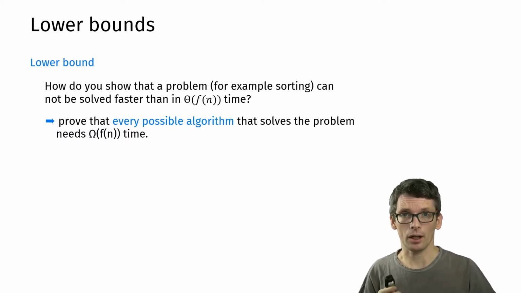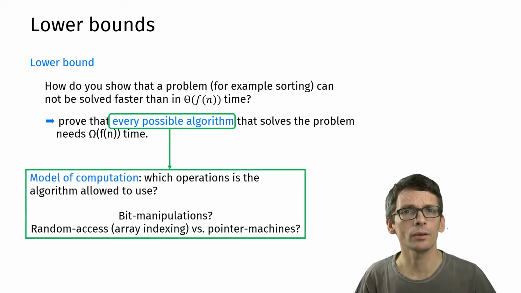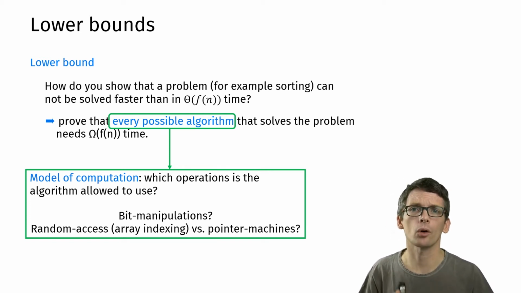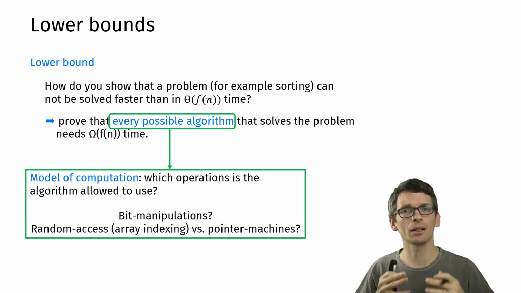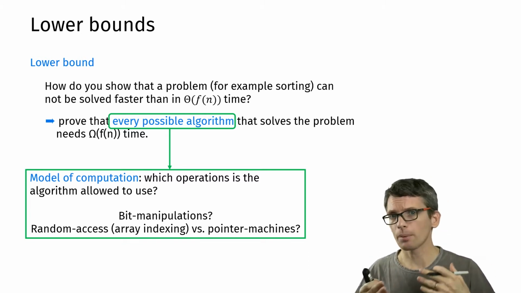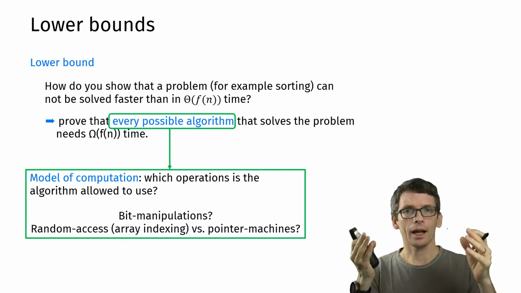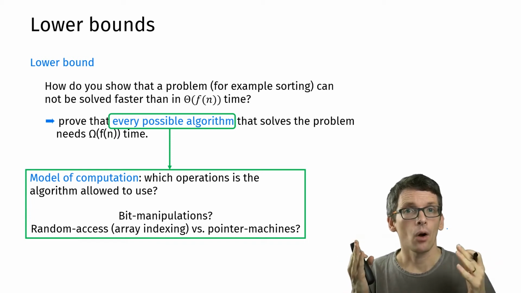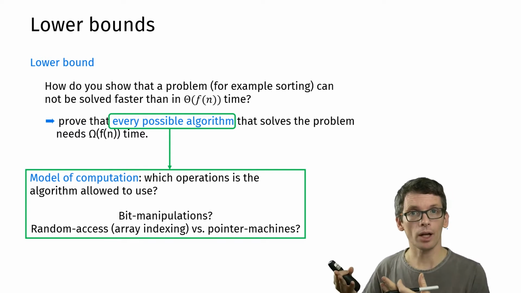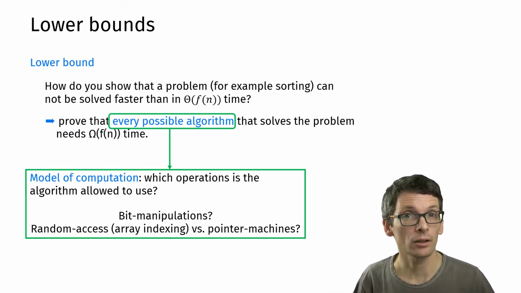And that brings us to computational models. Very often we don't explicitly talk about computational models, but if we want to show lower bounds, we have to state something about the model that we are using. In computational models, typical questions are, do we allow bit manipulation? So how many bits can I change at the same time? Or do I allow random access? When we work with arrays, we take random access for granted, but there are also models like pointer machines where that is not given.